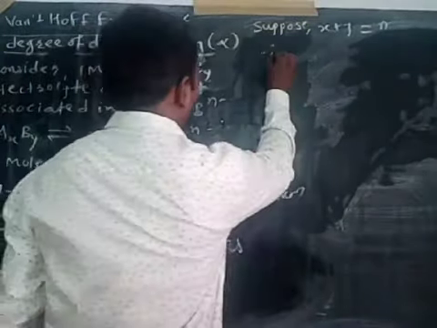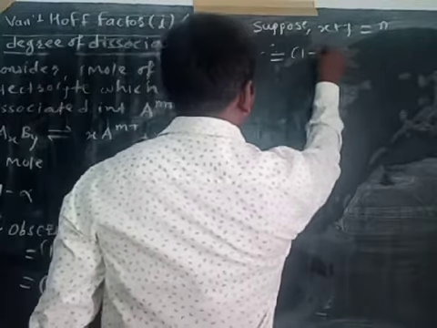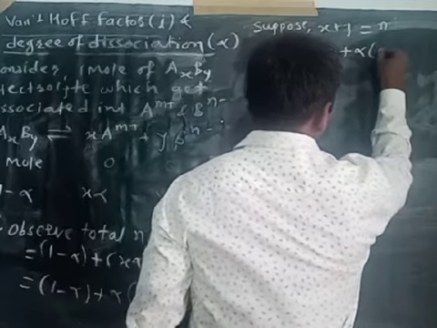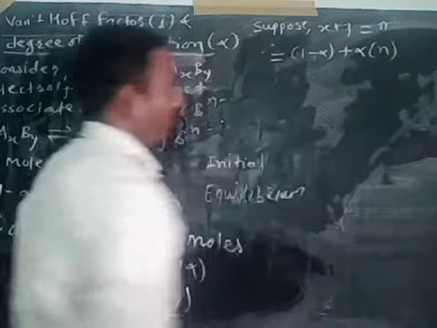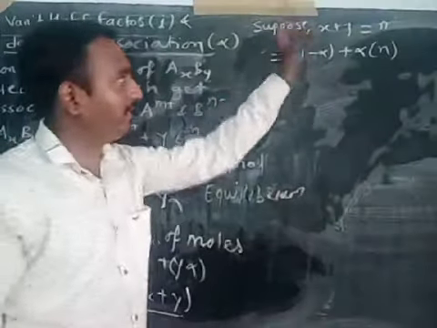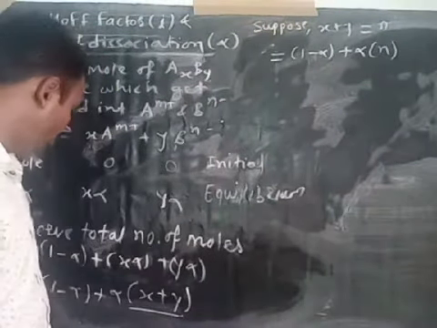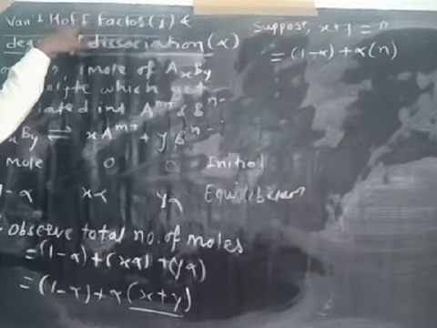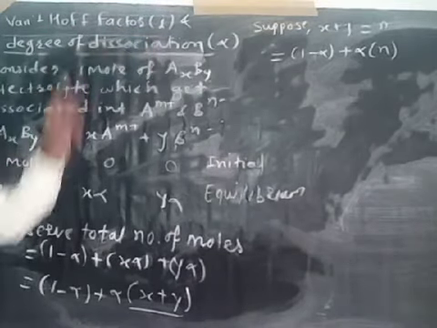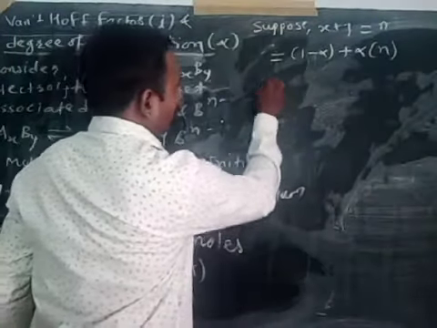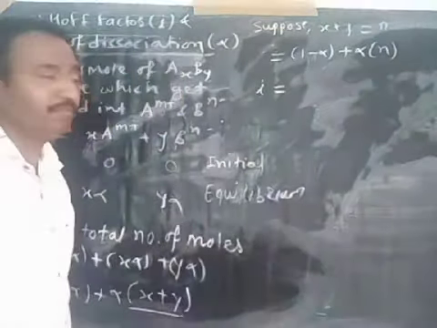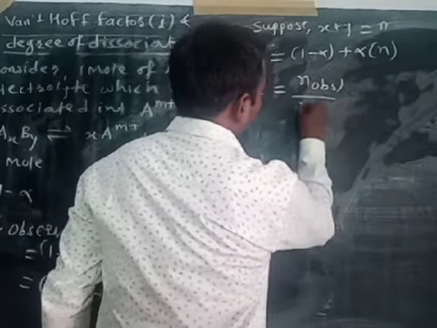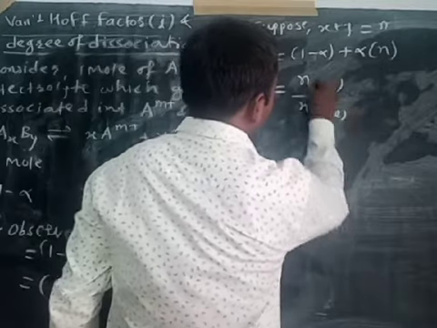So that equation will become 1 minus alpha plus alpha in bracket n. Okay, now we are going to understand the relationship between i and alpha. Then we can consider i here. i will be the observed number of moles upon theoretical number of moles.